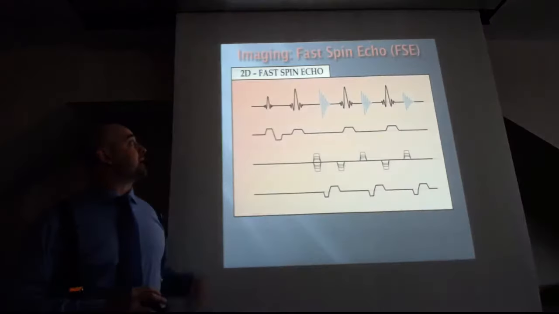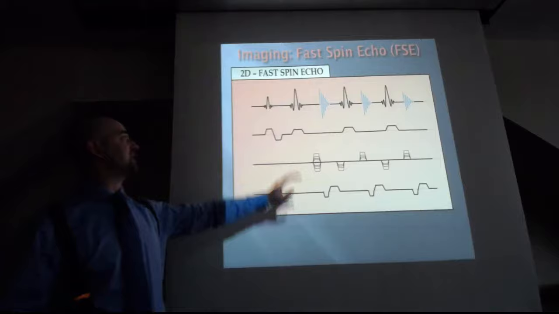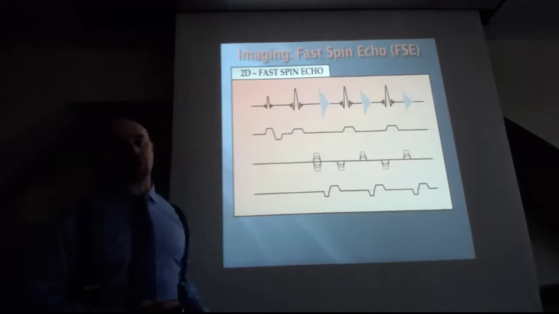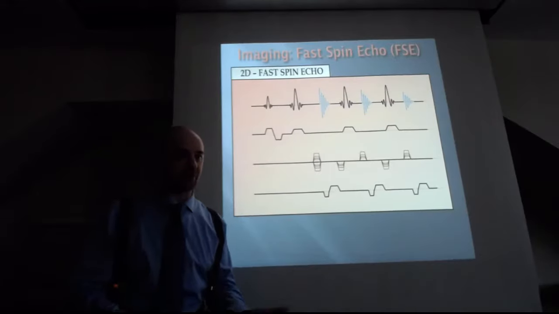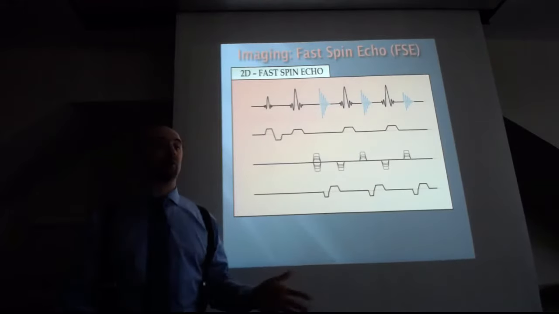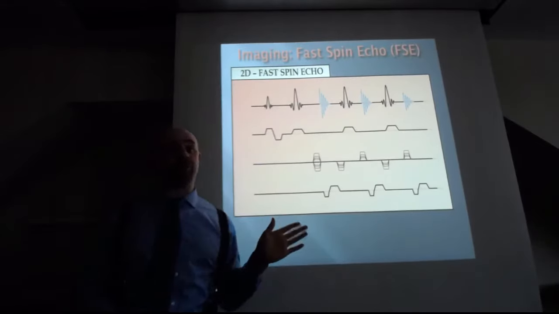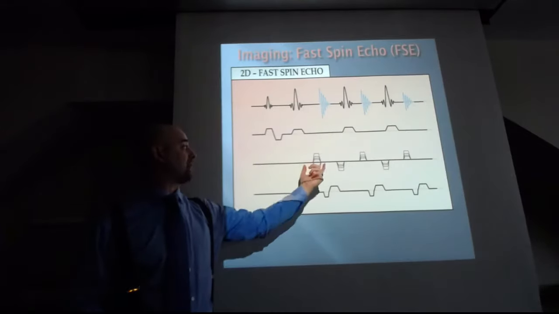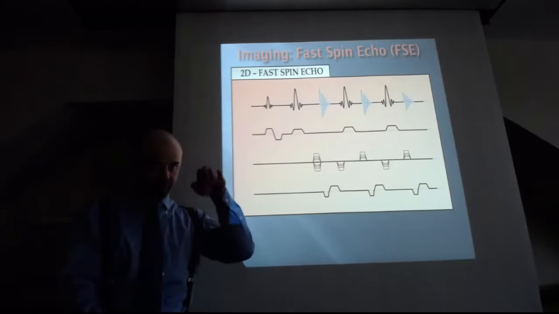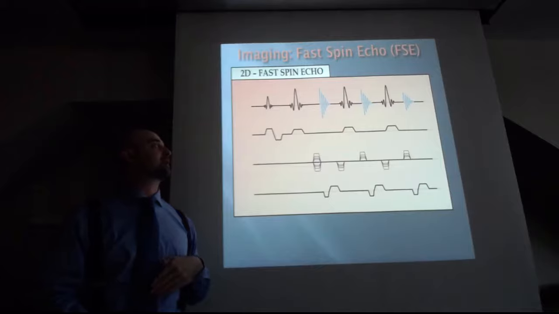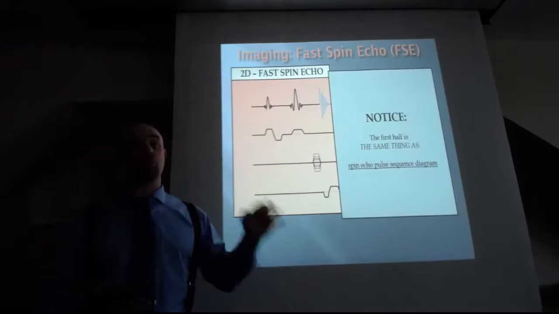Okay, now let's talk about the fast spin echo sequence. Here we see it's kind of the same thing. You deliver your 90-degree RF pulse while the slice select gradient is on. That develops transverse magnetization in the XY plane. You have the 180-degree refocusing pulse, and you apply a phase encode gradient to that pulse for spatial localization in the Y direction. And then your frequency encode gradient is on while you record the echo.